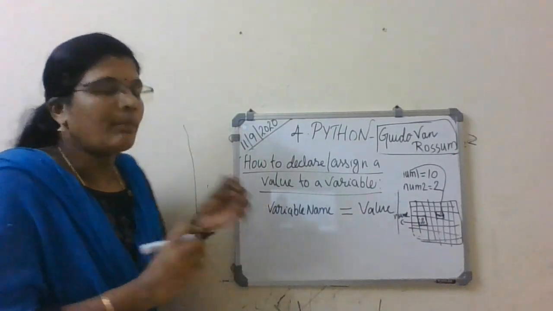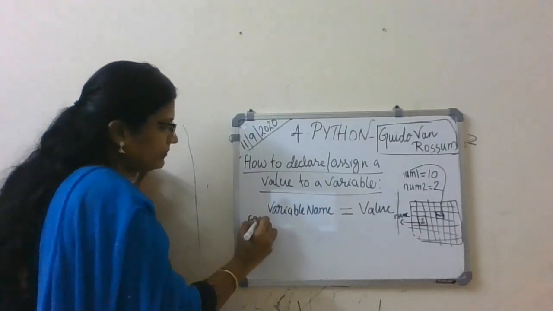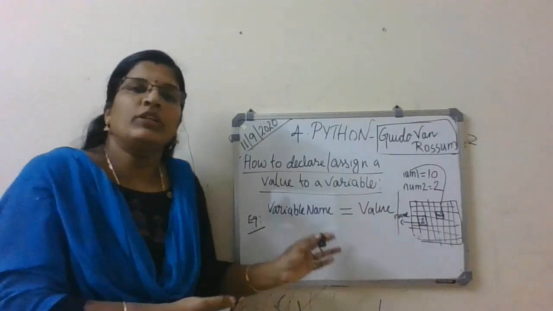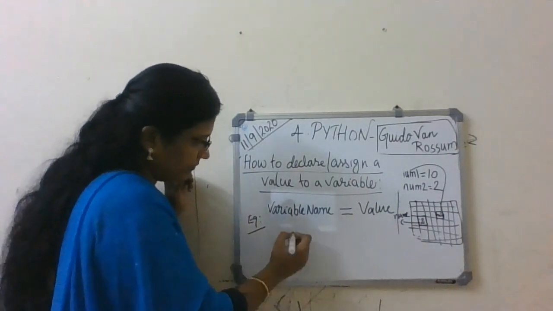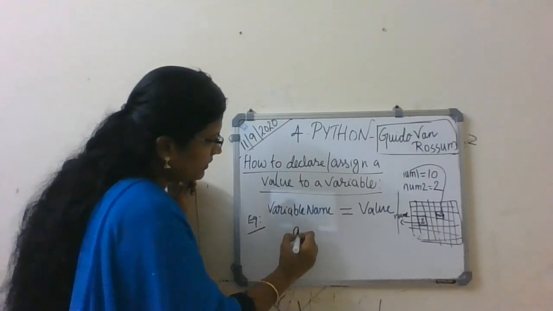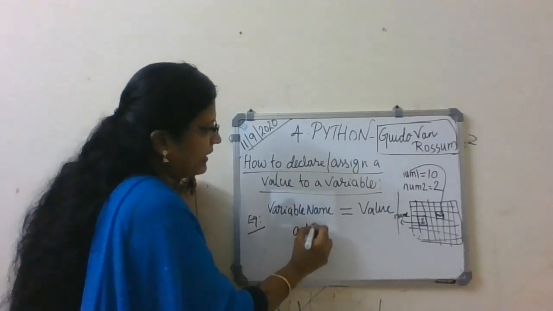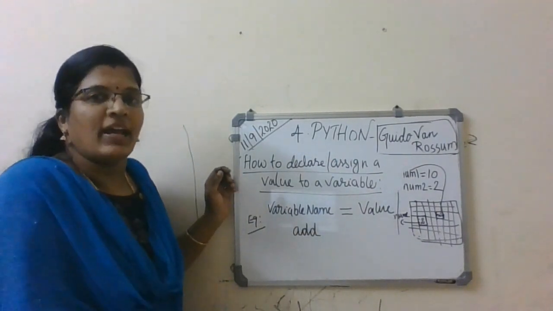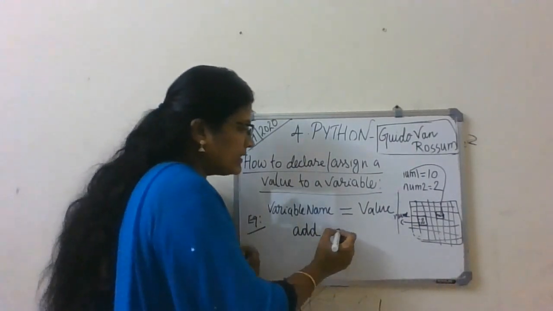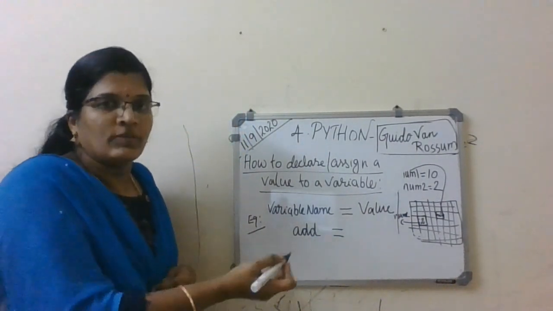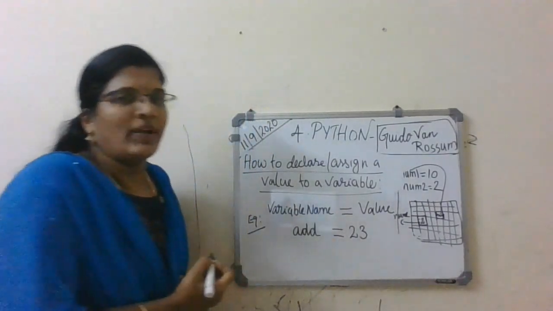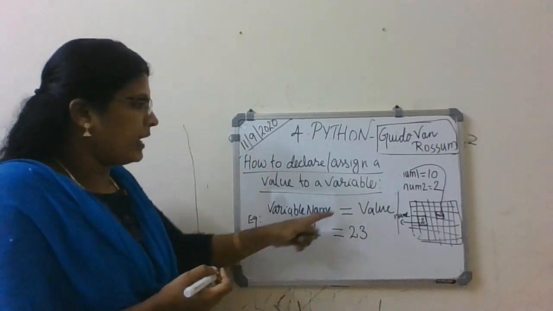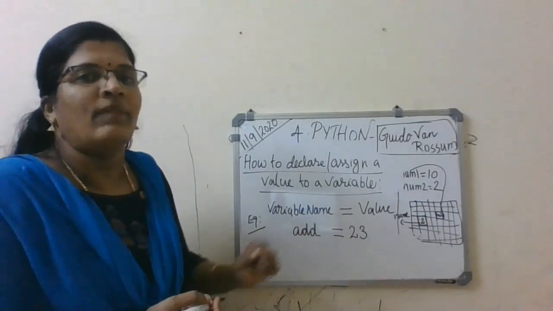So one example we will see. Give any variable name. Let me give add. Add is a variable name I have given. Is equal to, I want to give some value. I have given 23. So variable name, equal to symbol, then give a value.